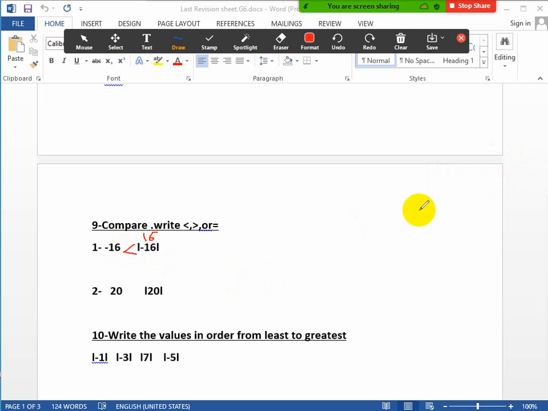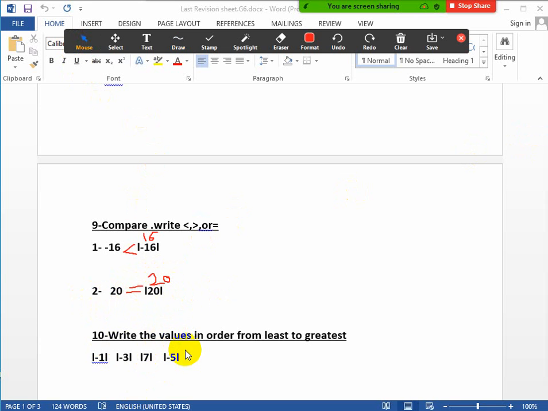Now, Rina, compare between 20 and the absolute value for 20. The absolute value, it's 20, right? So the numbers are equal. Very good. Thank you.